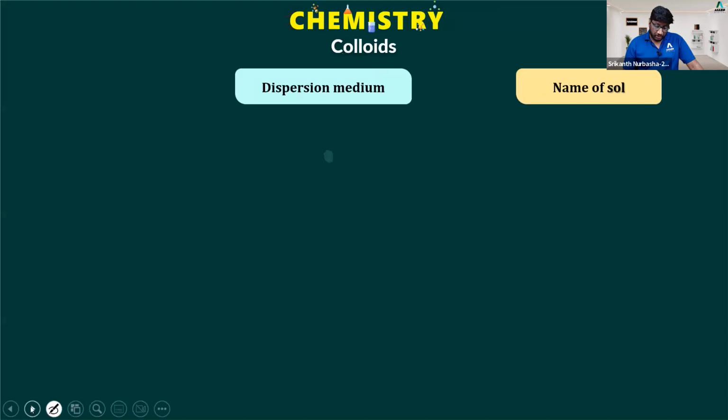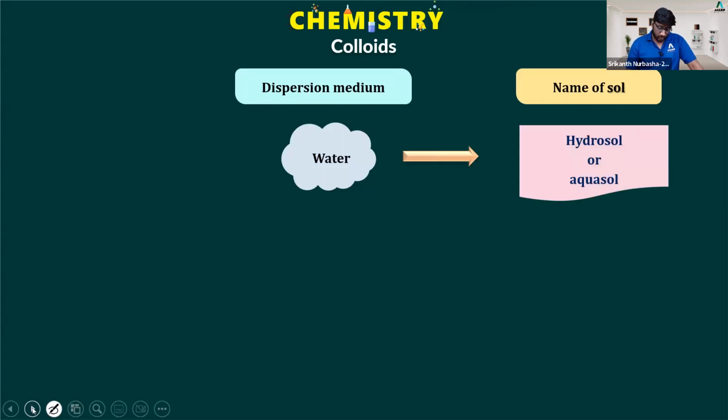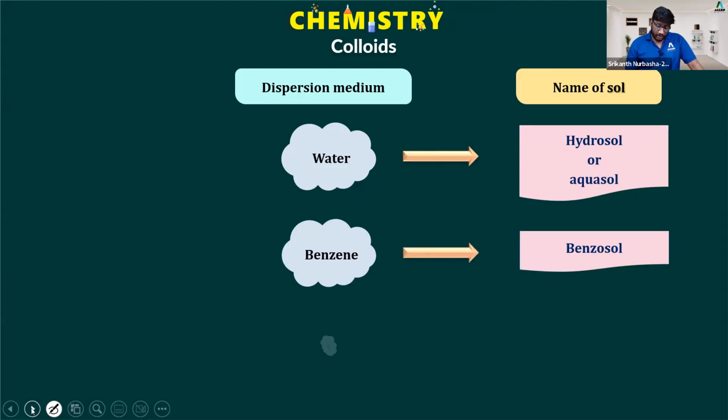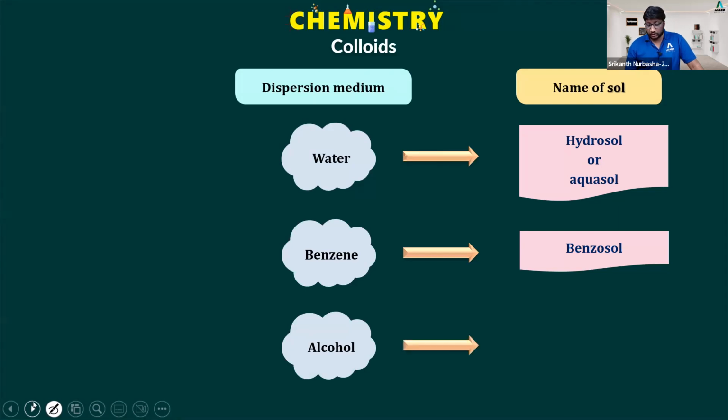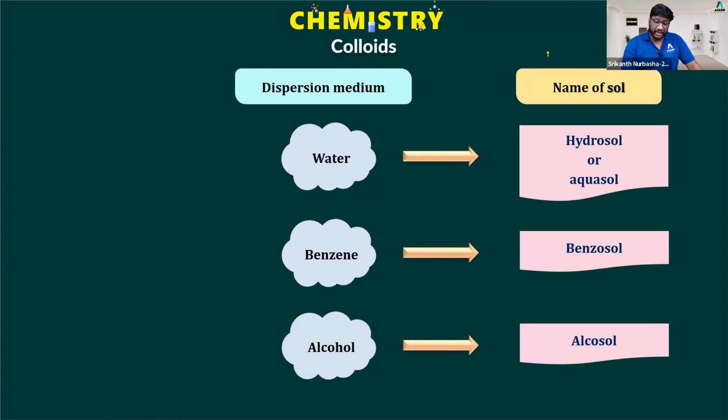Then we have dispersion medium and nature of sol. Dispersion medium is water, then we can call that as hydrosol or aquasol. Dispersion medium benzene, benzosol. Dispersion medium alcohol, alcosol. Like that, based on the dispersion medium, we can try to name different types of sols. If the dispersion medium has been changed from water to benzene, benzene to alcohol, the name of the sol can also be changed, like hydrosol, benzosol, alcosol, etc.